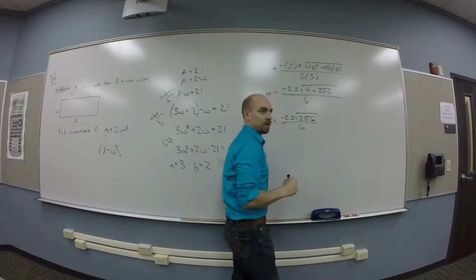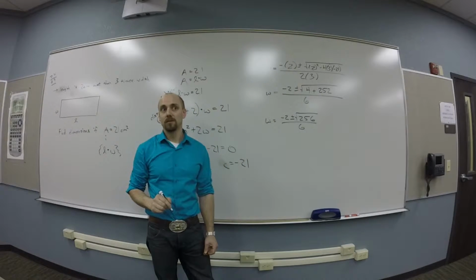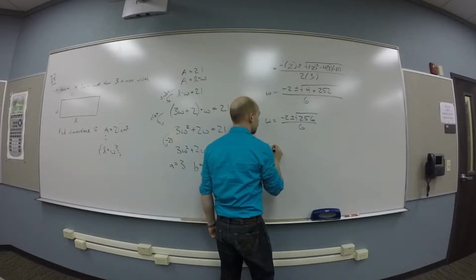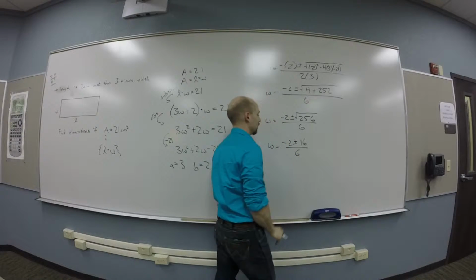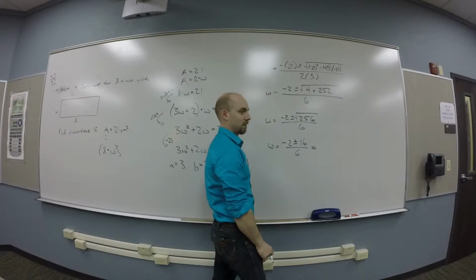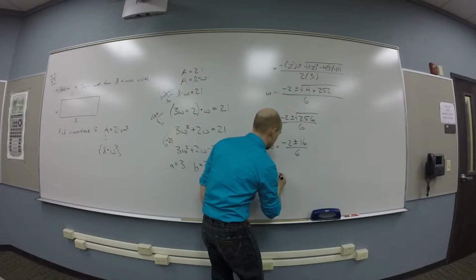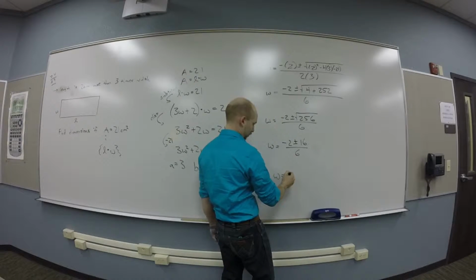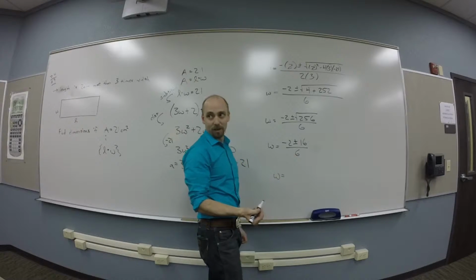So the square root is 16. Okay. So I got W is negative 2 plus or minus 16 over 6, which gives me, maybe we should do or, right? And we get negative 3. One will be negative. I'm waiting for the rest of them. You guys with me? Or you lost?